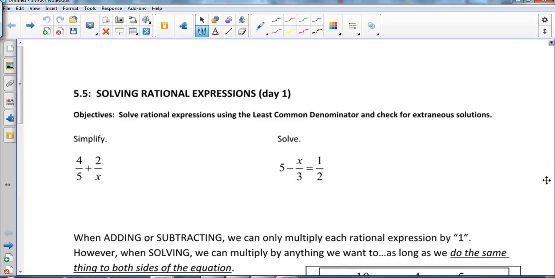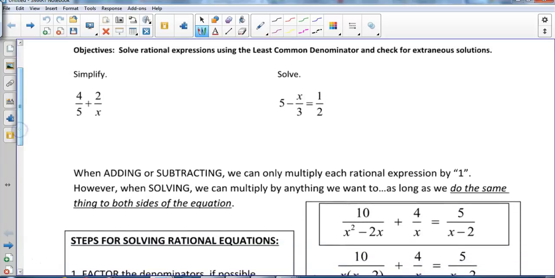So, in the setup review, we have a simplified problem and a solved problem. And the solve is not as complicated as what we've been dealing with, but we're just using it as an example of where we're going. So with the simplify, we need to find the LCD always. And the LCD is going to be 5x. So we look at the 4/5 and say, do we have a 5? Yes. Do we have an x? No.